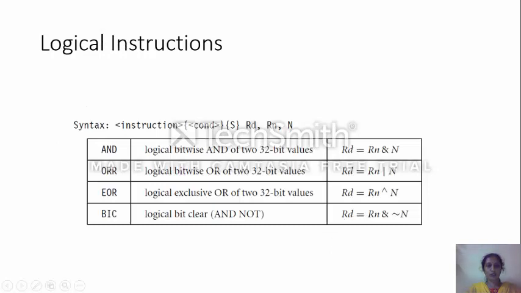So these are the logical instructions available for ARM 7: logical bitwise AND operation, logical bitwise OR operation, EOR, exclusive OR, that is XOR operation, and BIC, bit clear. Remember, all operations are working on 32-bit values. If you see the syntax of these instructions, it is the instruction followed by Rd, Rn and N. Rd is the destination register, Rn is the source register and N is another source.